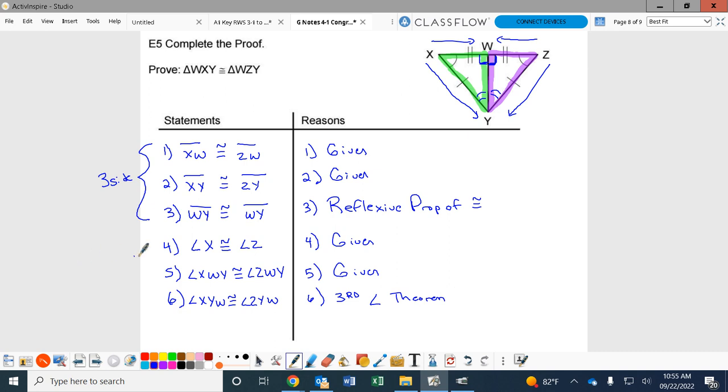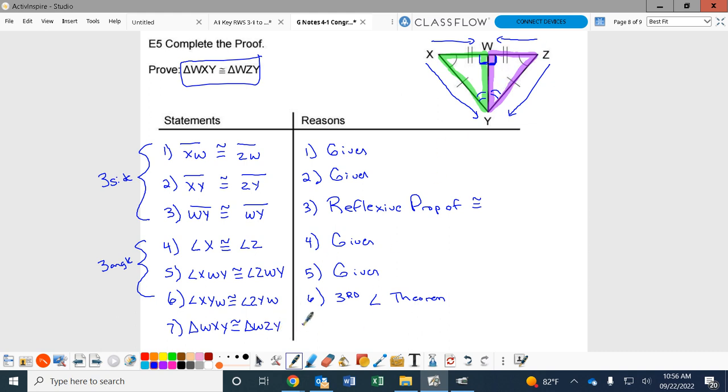Guys, we proved all the sides congruent and all the angles. If all the sides are the same and all the angles are the same, then the triangles are the same. Guys, you already have the statement. It's already right here. We already have what we're trying to write down as our statement here. Triangle WXY, the green one, is congruent to triangle WZY, which is the purple one.